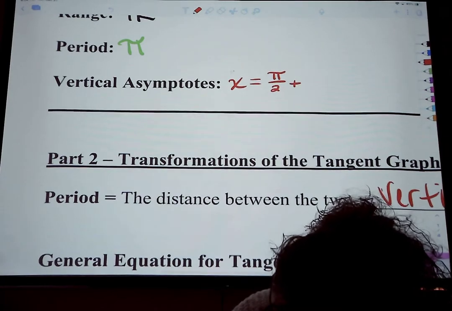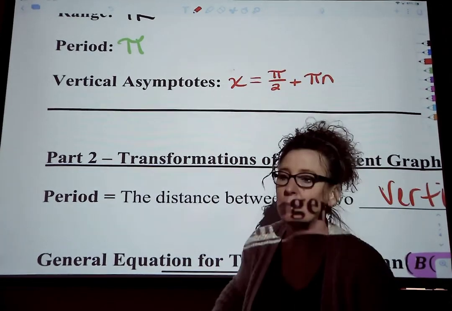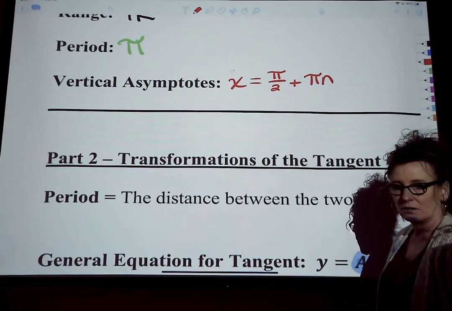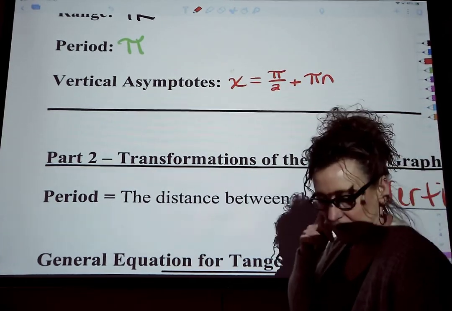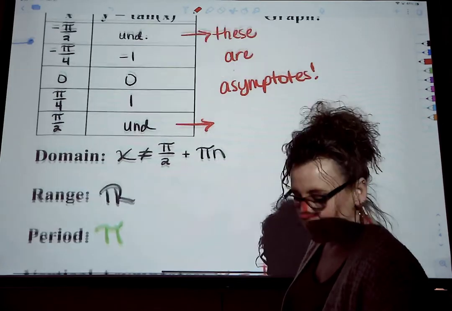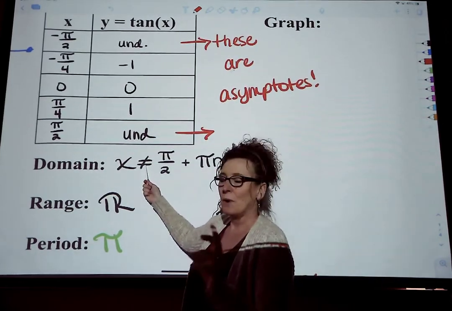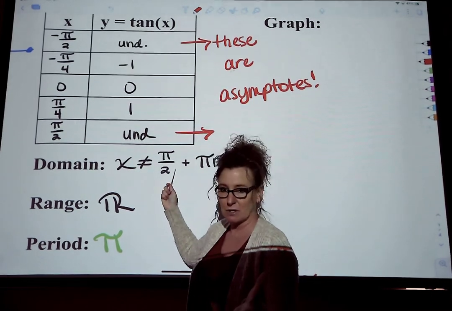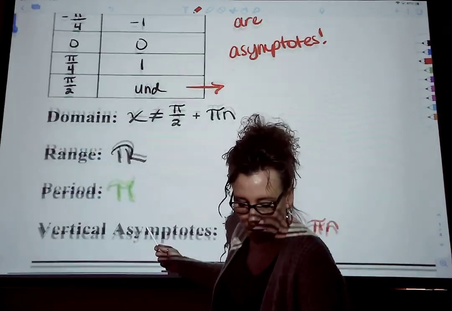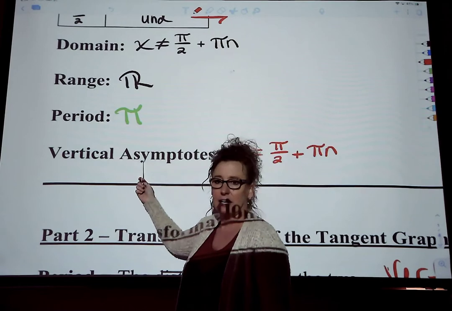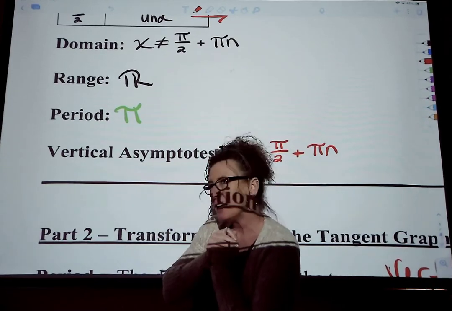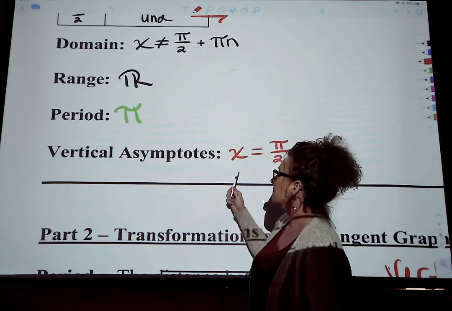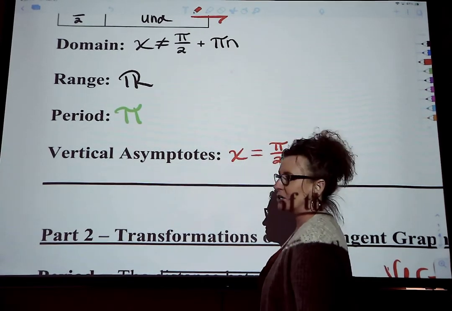There, and all the pi increments from that point on. Okay? So, domain, this is saying we can't allow x to be these numbers because my function blows up there. Vertical asymptotes is saying, tell me again the location where your function blows up, and you say it blows up at these locations.